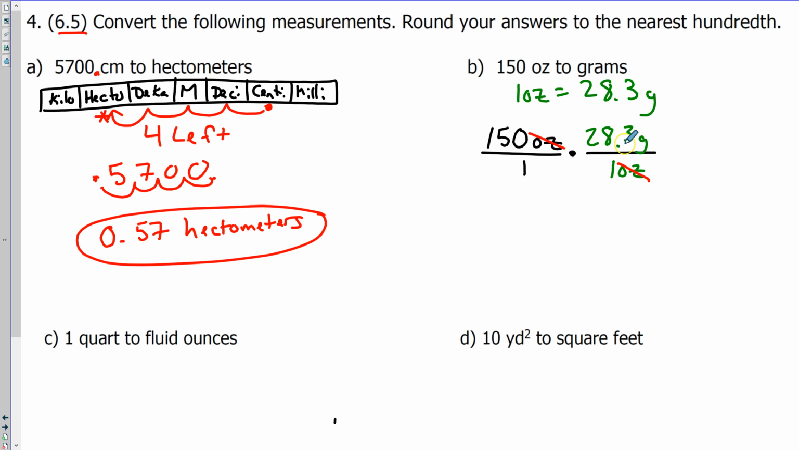So when you multiply fractions, you multiply across the top. So 150 would get multiplied by the 28.3. That is 4,245. On the bottom, it would be 1 times 1. But dividing by 1 doesn't change the value of my number. So in the end, this ends up being the same 4,245, but now in terms of grams.